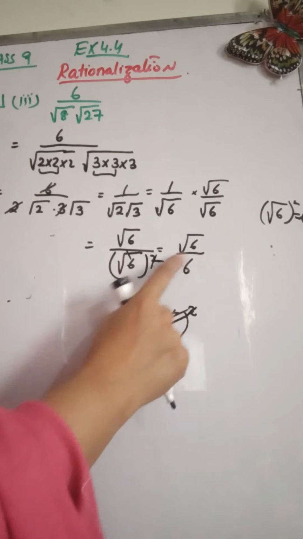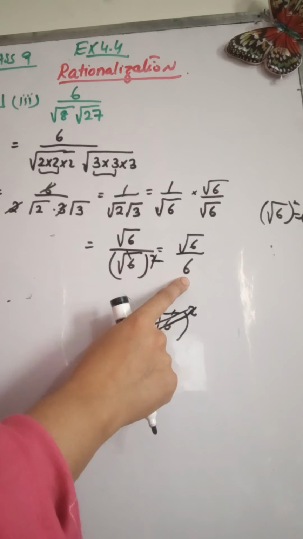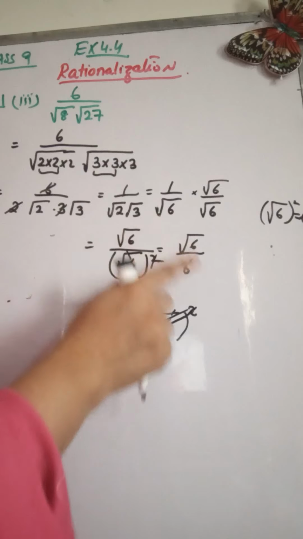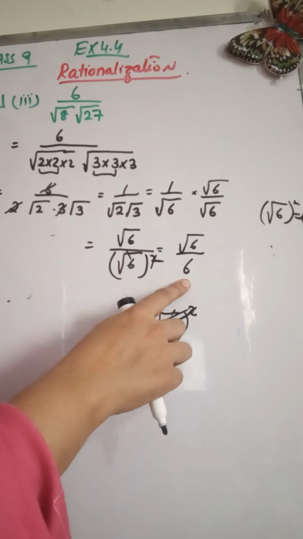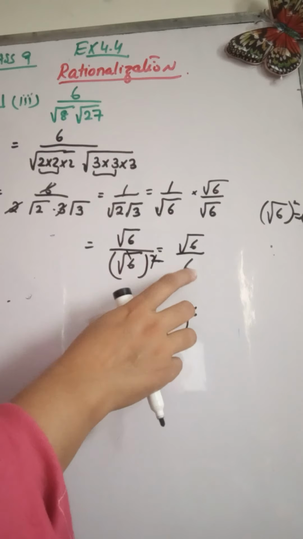So we got a rational number. 6 is a rational number. Under root 6 was an irrational number, but without root 6, this belonged to the set of rational numbers. So we say that we have rationalized the denominator.